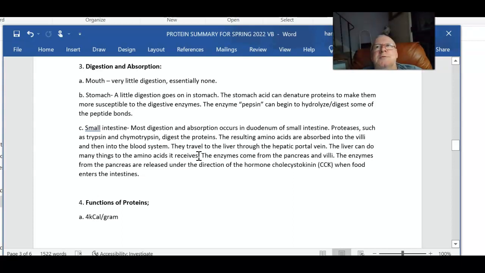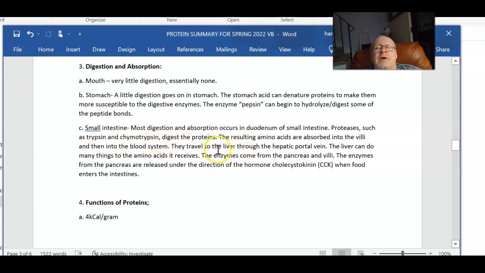If you eat way too many proteins, it's possible that these proteins can be converted into fats and stored as fat. The enzymes that break down the proteins come from the pancreas, and the villi actually make some proteases also. So we have digestion of the proteins by proteases such as trypsin and chymotrypsin.